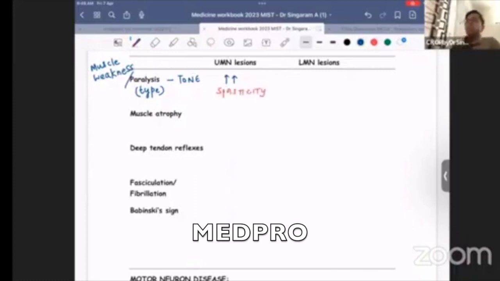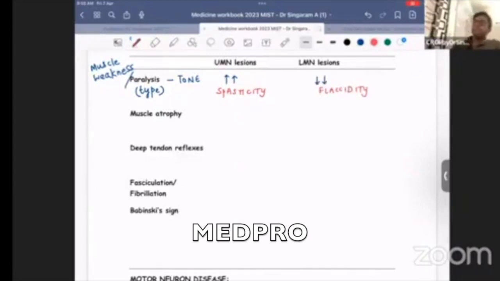Whereas if the lower motor neuron is affected, see, lower motor neuron is the main control for the muscle, right? The lower motor neuron itself is gone. What will happen? The muscle tone will be decreased. Okay, this is what we call flaccidity. Okay, are you able to follow this, right? I hope you are able to understand this point.